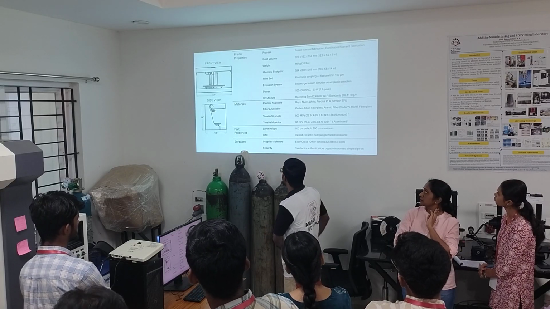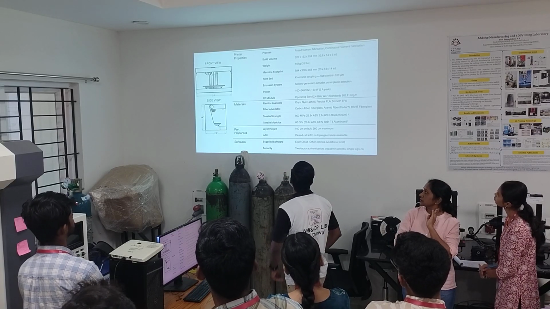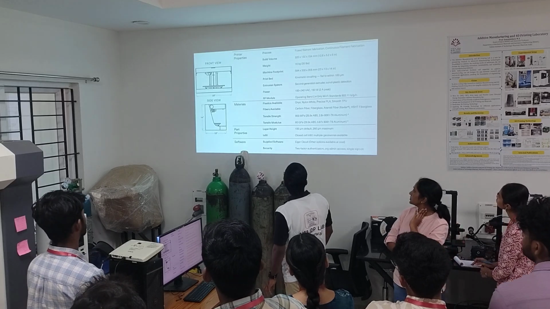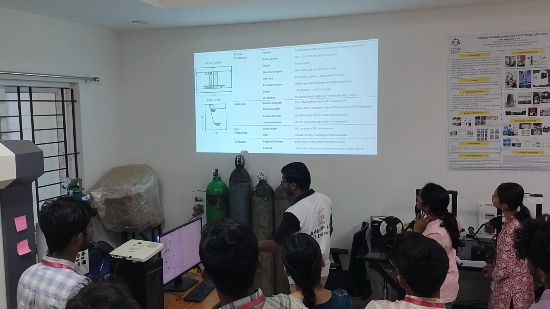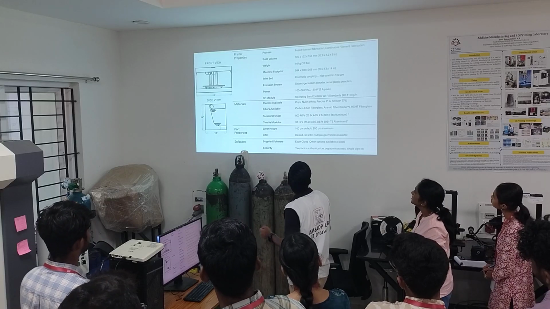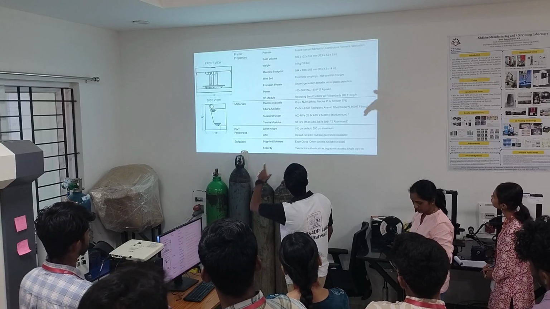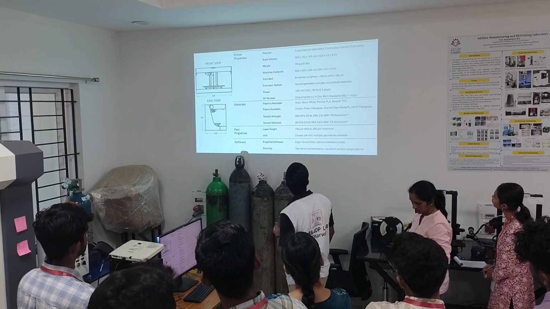So filaments can be in the form of flakes or small chopped fibers, or it can be in the form of small particles also. But here we are using a continuous filament fabrication. Build volume is 320 by 132 by 154 mm.